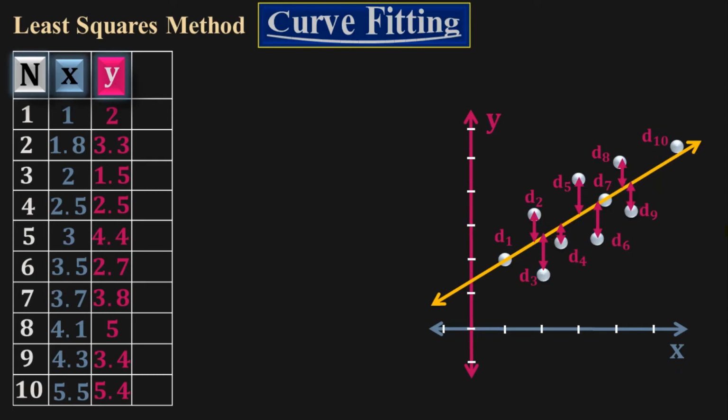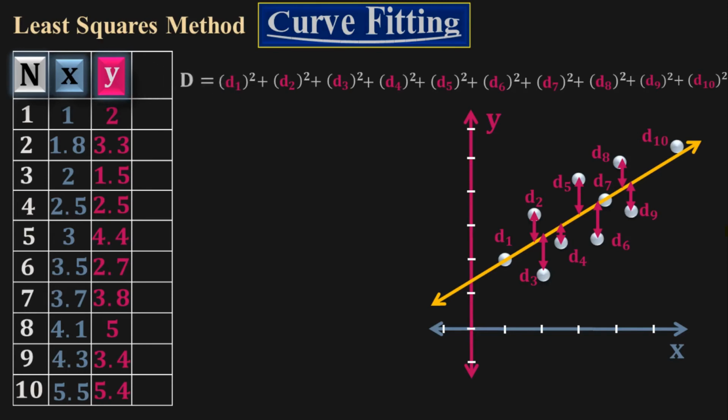Take the squares of all the distances and add them. Square of distance number 1 plus d sub 2 squared plus d sub 3 squared plus d sub 4 squared plus d sub 5 squared plus d sub 6 squared plus d sub 7 squared plus d sub 8 squared plus d sub 9 squared plus d sub 10 squared. So the summation of all the squared distances equals capital D. Capital D is the distance.